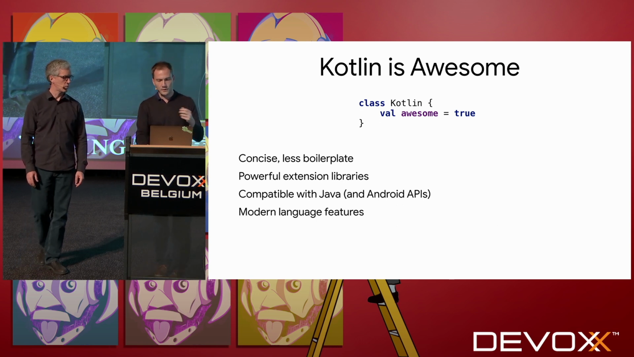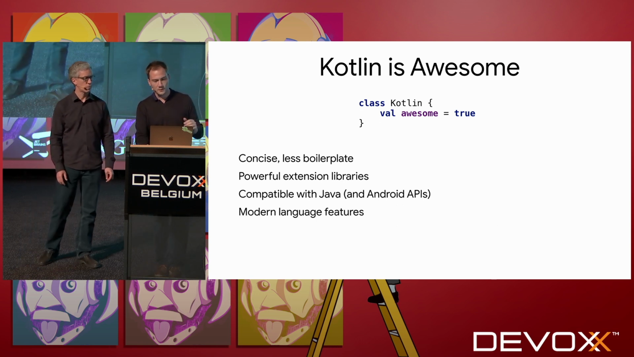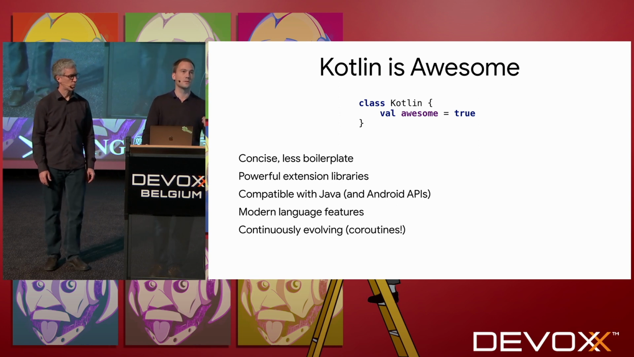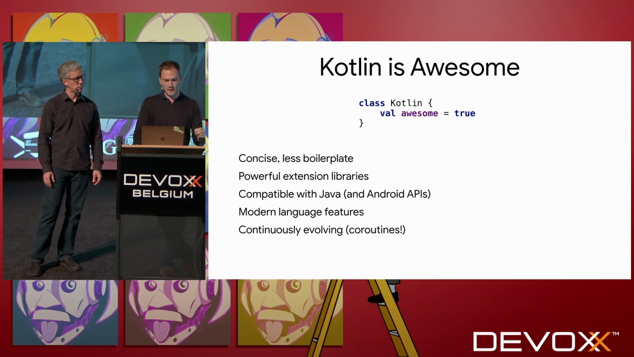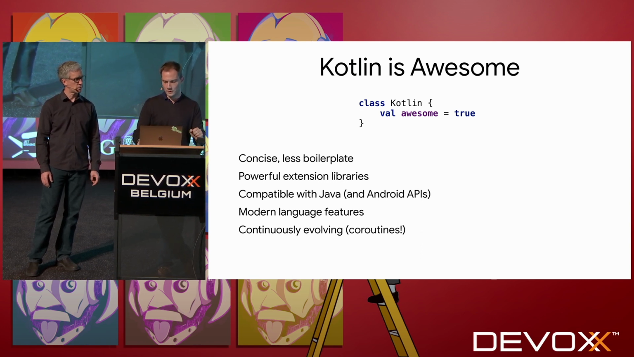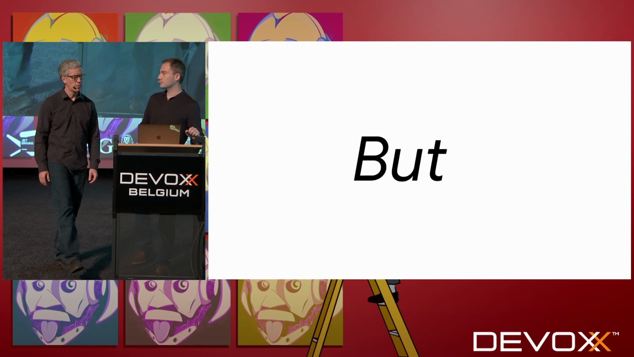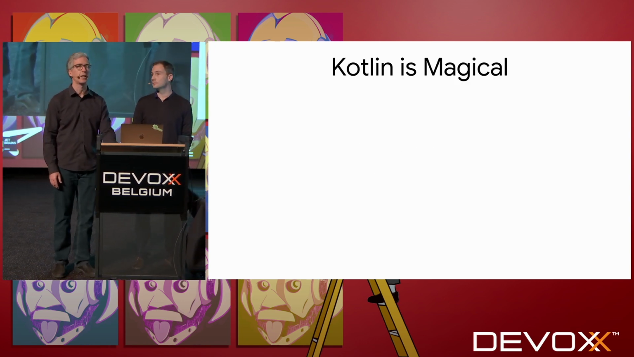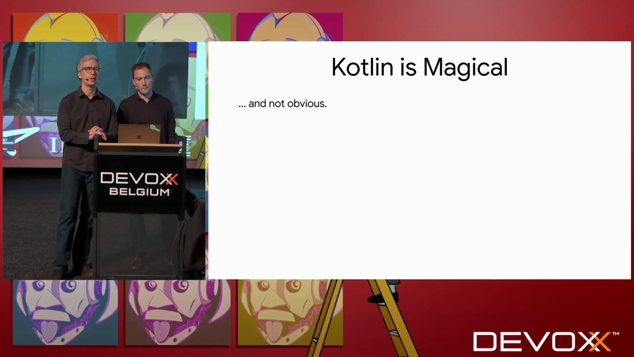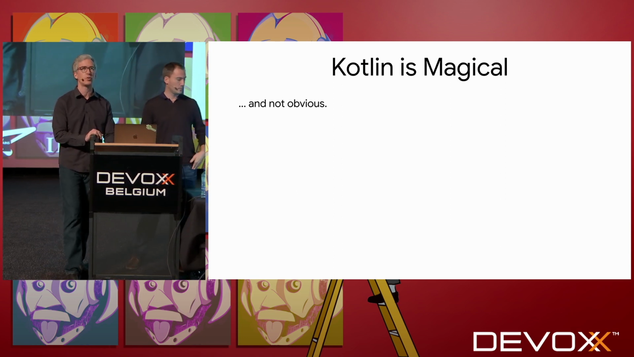There's a number of modern language features. We're not going to go over the entire list. There's a great website for that. And it's continuously evolving. It's actually evolving at a rapid pace. So just last year, we had Coroutines and a few other features that we're going to see in this talk. But in some respects, Kotlin is kind of magical, and it's not clear what it's doing under the hood or how it can even do that.